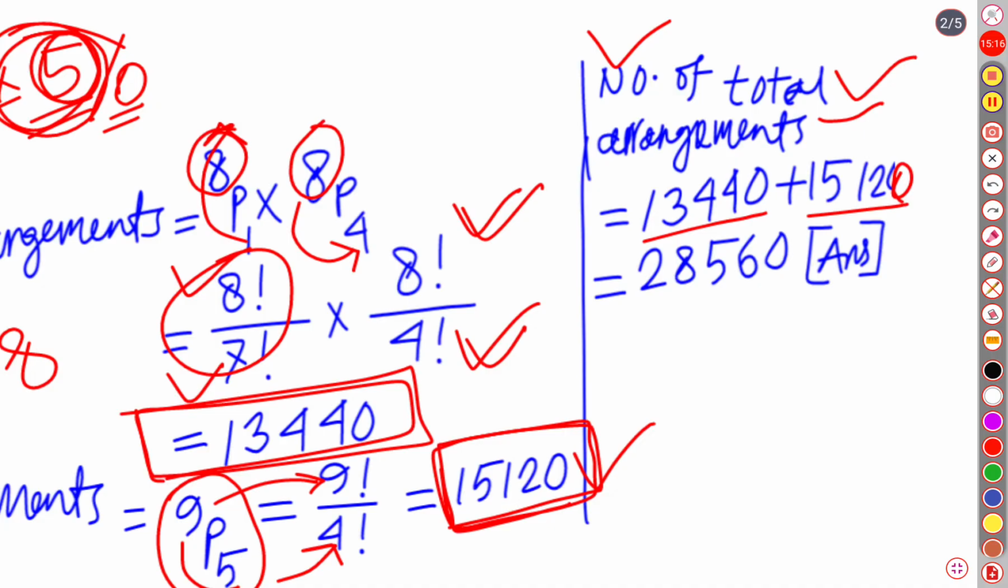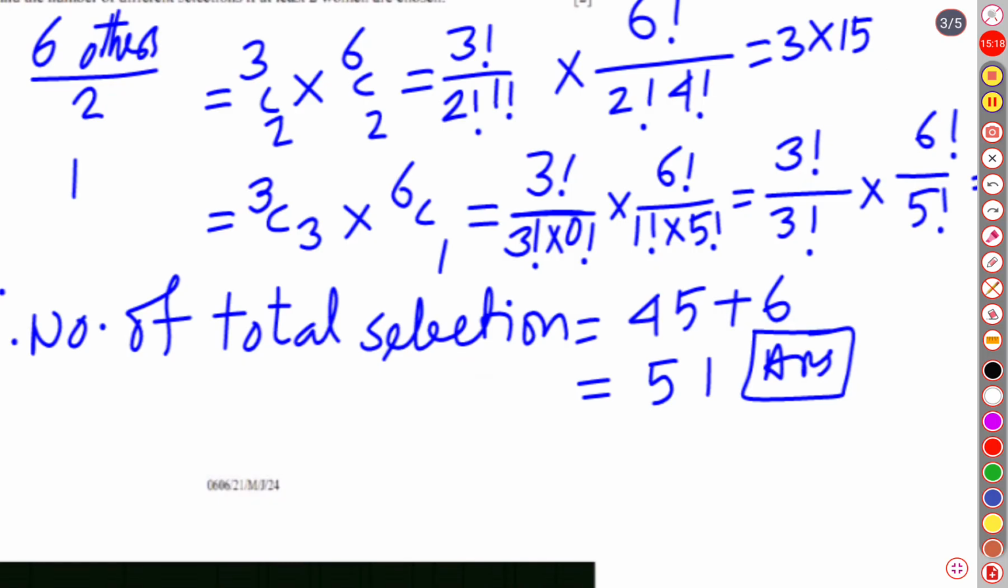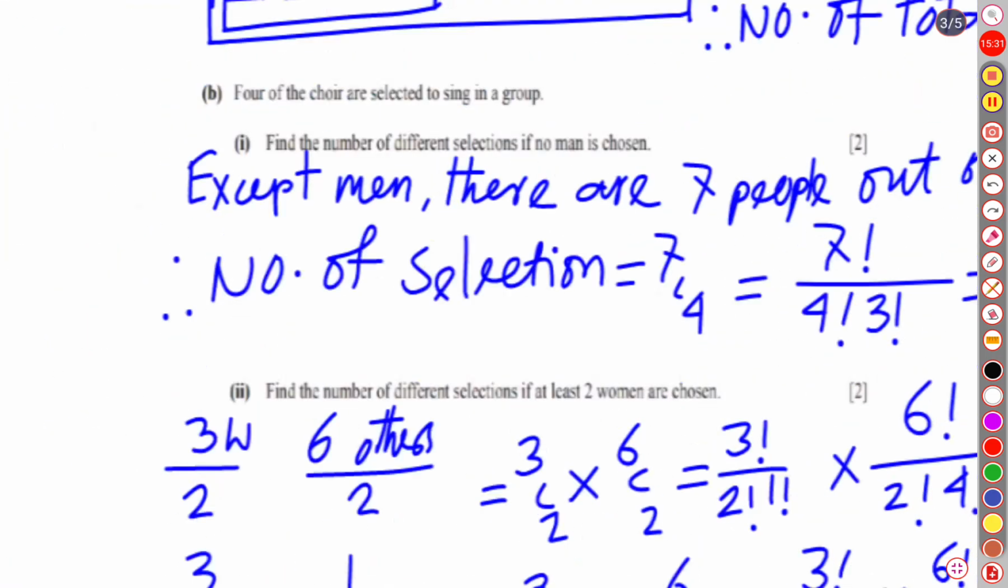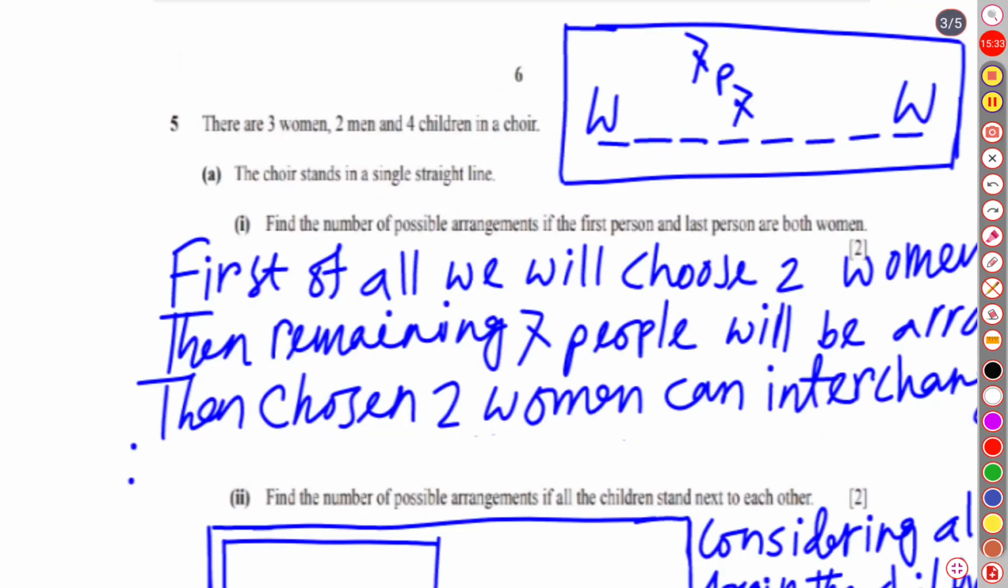Let's start solving the next one. The next question belongs to 0606 paper 21 May June 24. Let's see what the question is.